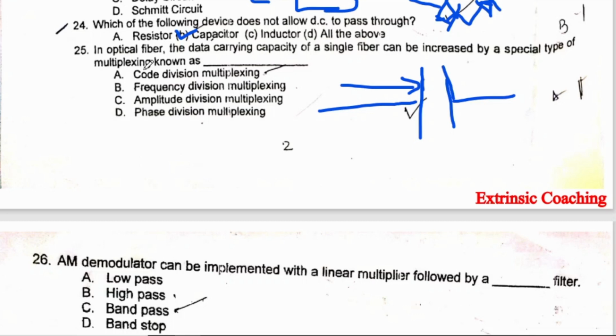Next, optical fibers, question number 25. In optical fiber, the data carrying capacity of a single fiber can be increased by a special type of multiplexing known as, here none of the options is actually correct. In optical fiber, we are using WDM, that is the wavelength division multiplexing technique. So no option is correct here. So 1 mark is given to all.